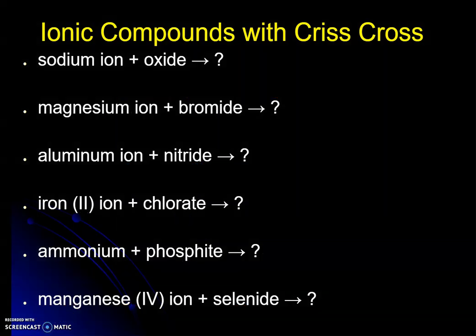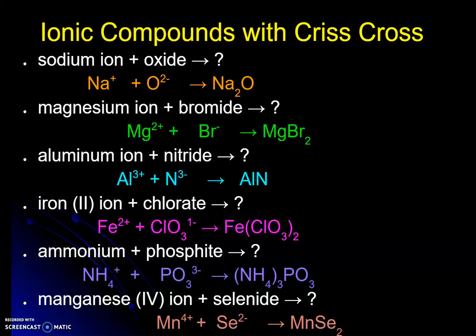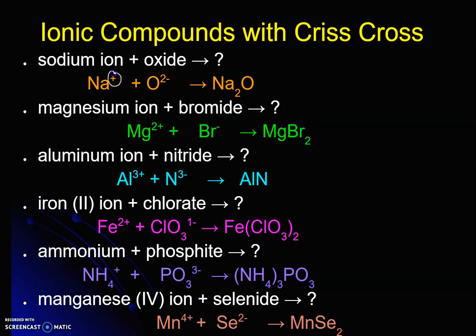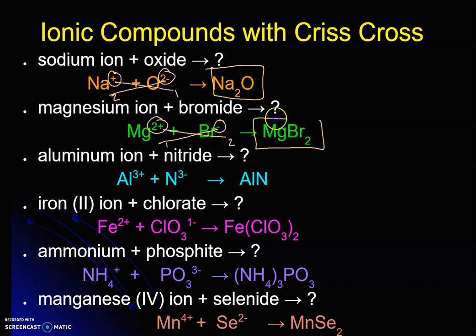All right, so to show you that again, over here we have our formulas for everything. Okay, so we have a 1 plus and a 2 minus. They're going to crisscross 2 and 1, and I get Na2O. Here I have a 2 plus and a 1 minus. I crisscross them for a 1 and a 2, and here's my MgBr2. A 3 plus and a 3 minus cancel each other out. I only need 1 of each. AlN is correct. If you were to write Al3N3, that would be incorrect, so please don't do that.